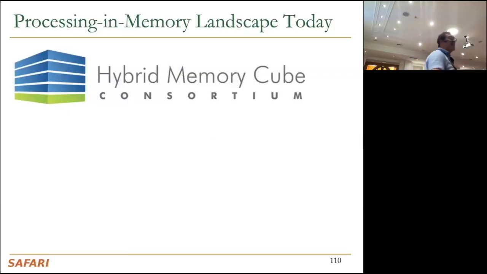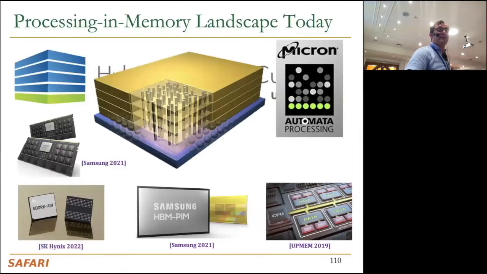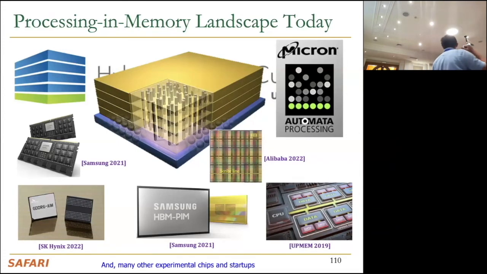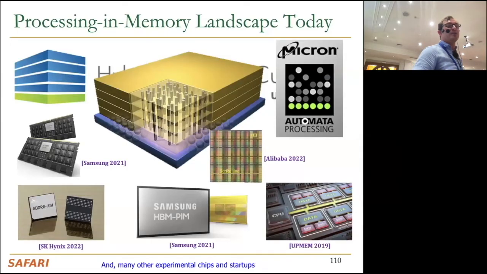The other reason is the application and system level reasons, and I've shown you the processing in memory landscape today. Today, we actually have a lot of devices that are capable of computation. I'm going to talk about some of these later on. But first, I'm going to talk about processing in memory in a more theoretical way. There are also many more experimental chips and startups. Yesterday, you heard a talk from an entrepreneur who is doing digital processing in memory. I call it near memory processing. But we're going to talk about both near memory processing and processing using memory.